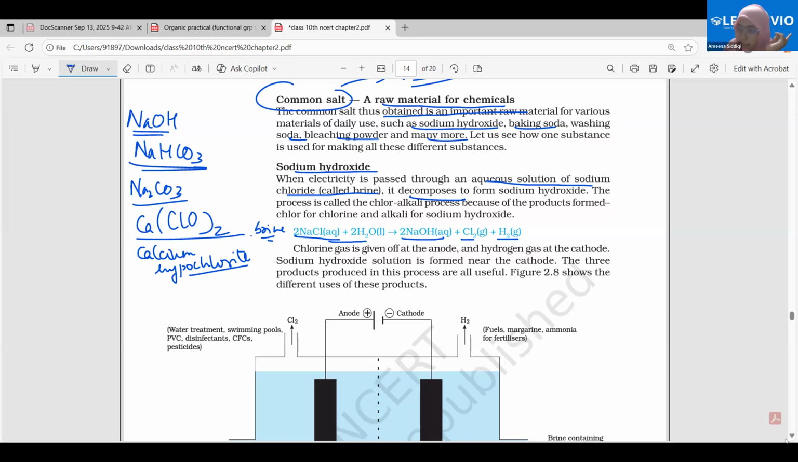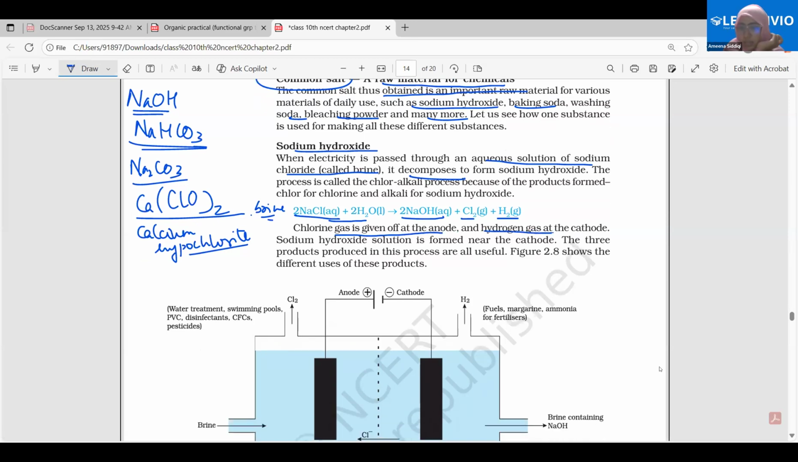Clear? Now, what happens? Chlorine gas is given off at the anode and hydrogen gas at the cathode. What does this mean? That it has been decomposed through the electrolysis process. I think we have discussed this in detail in the first chapter. What is electrolysis, right?